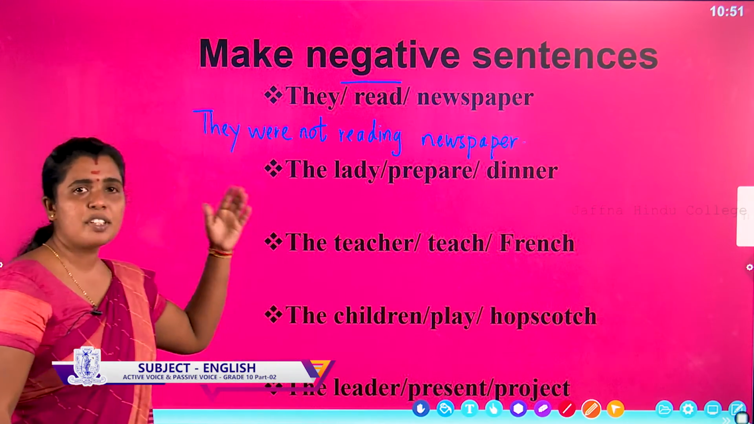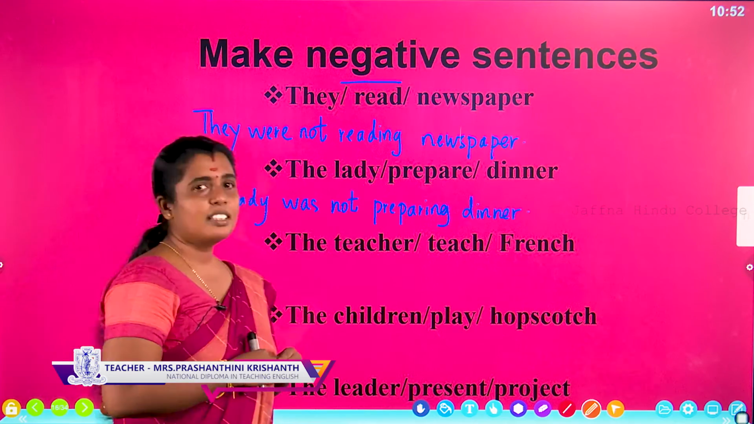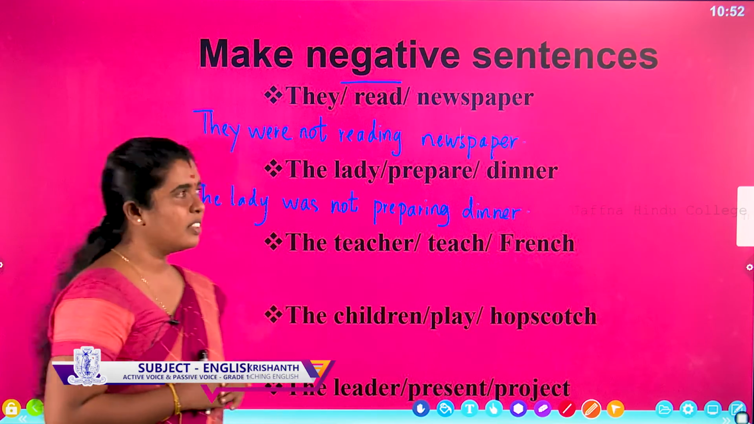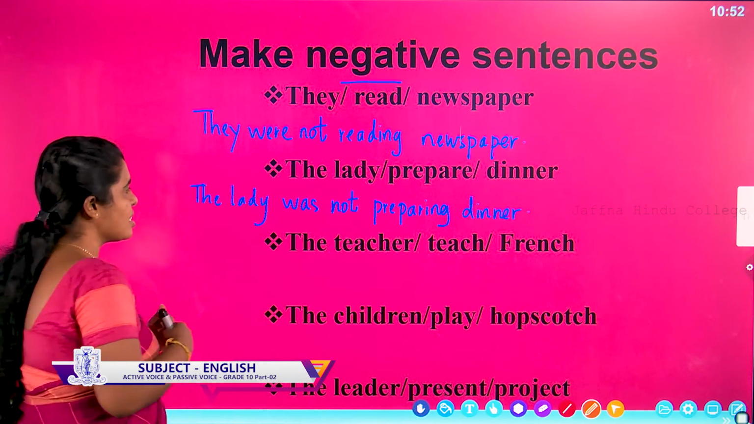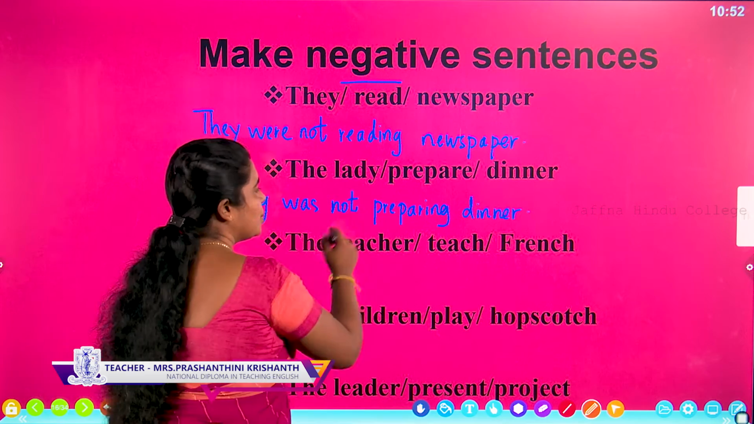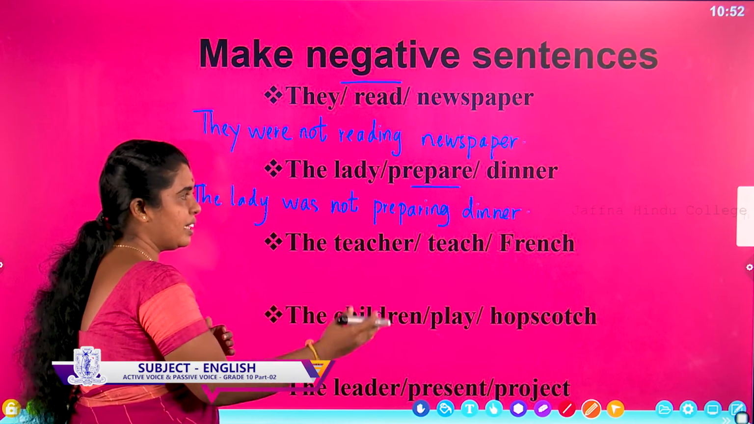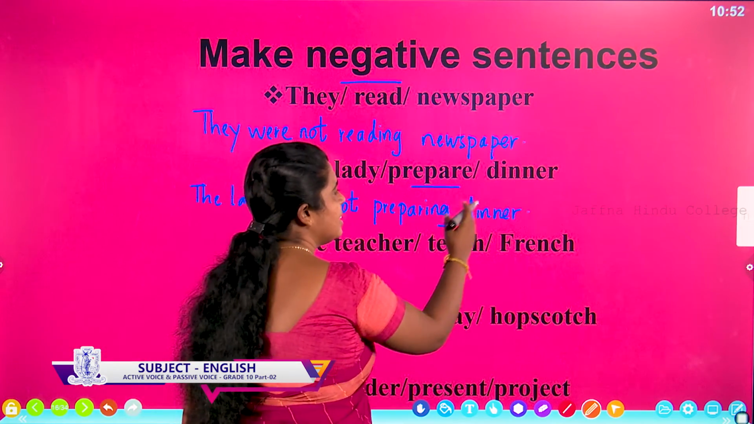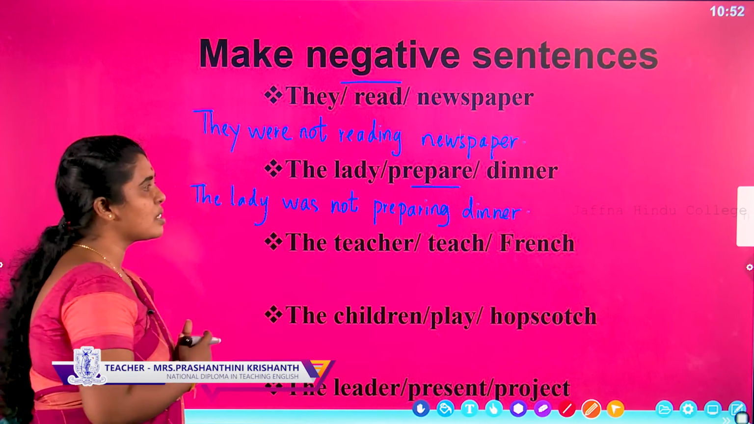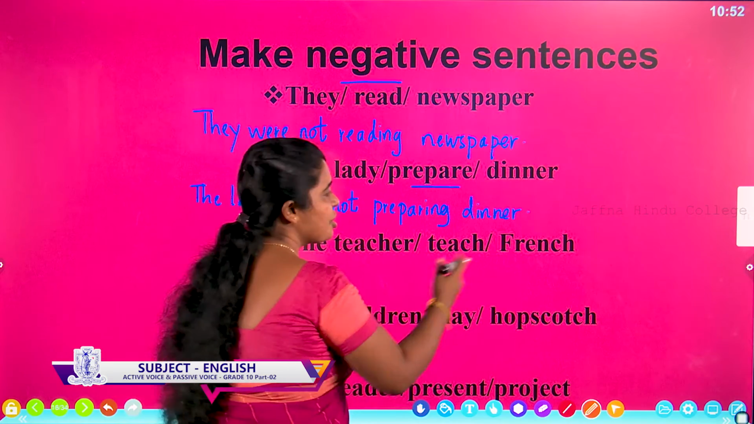Right? This is a continuous action in the past. They were not reading newspaper. Number 2, the clue words are the lady prepare dinner. So now we are going to make a sentence. The lady, suitable helping verb was, negative sentence. So, was not. What is the verb here? Prepare. So, preparing. We have to add ing, preparing dinner, right? So, dinner.